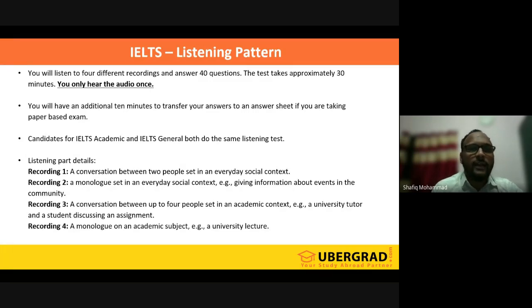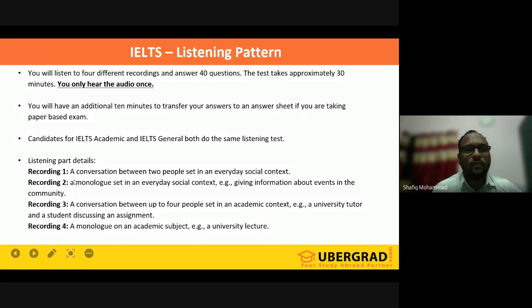Candidates will have academic or general IELTS, and both have the same listening test, and also the same speaking. Listening and speaking are the same. We are not going to the other modules. Listening is the same for both general and academic, and it has four sections. Each section has 10 questions.